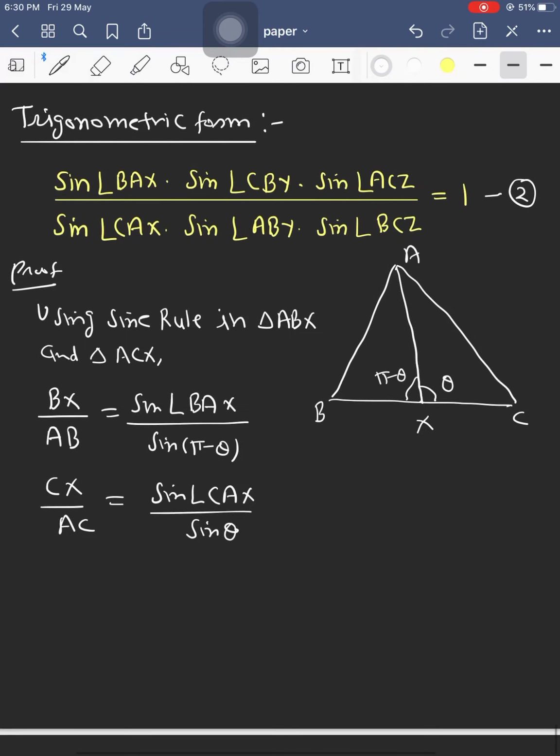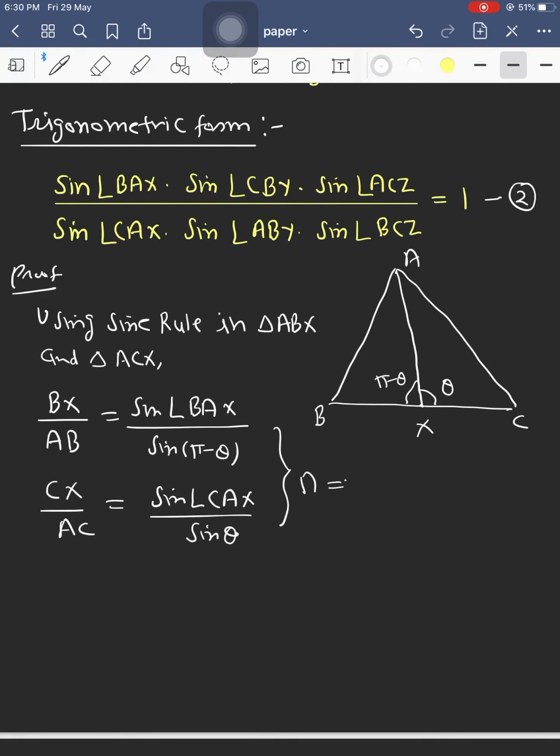And if we divide these two results, what do we get? BX upon CX equals AB by AC. Sine pi minus theta is actually sine theta, therefore the denominator will cancel out, and we get AB by AC into sine angle BAX upon sine angle CAX.